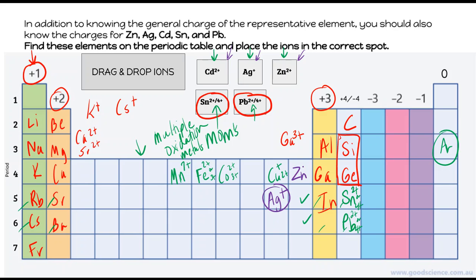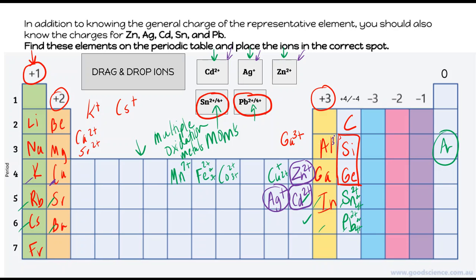Zinc is right here. Zinc always, always goes to +2, which kind of makes sense because it loses the 2 out of the s here, and then its d block is completely full. Cadmium, same deal. Cadmium's right below zinc. This one loses the 2 out of the s, and then the d block is completely full. So we kind of have to memorize these.